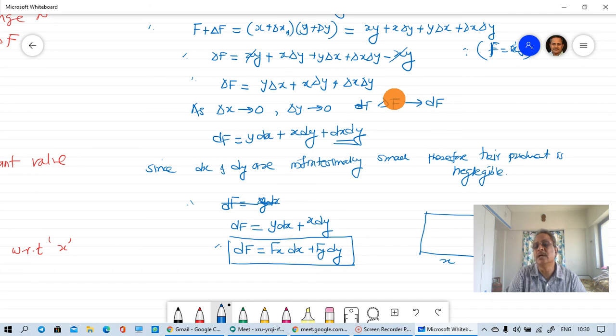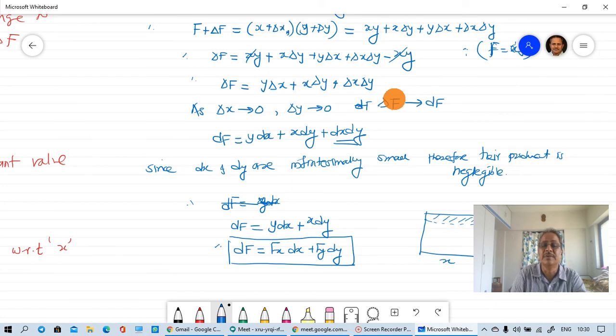Now delta x and delta y may be positive or negative. If they are positive, then this area shown here will be more, or positive. If delta x and delta y are negative, that means the rectangle shrinks and becomes smaller. So this is the change in area, and it can be calculated by this equation.